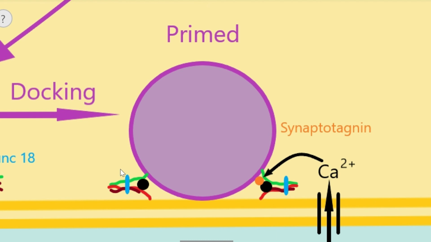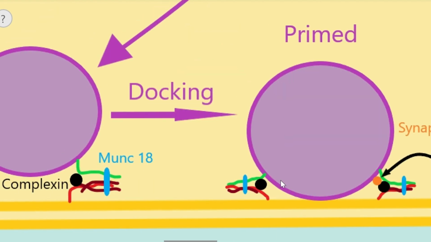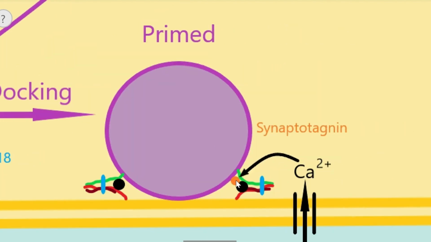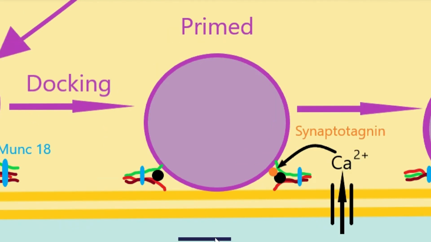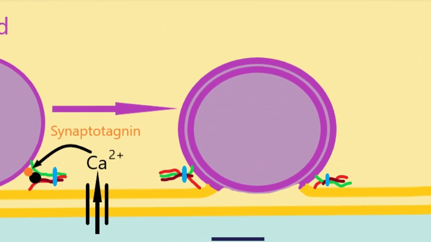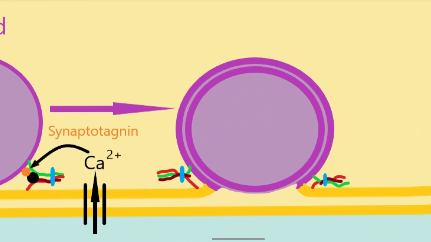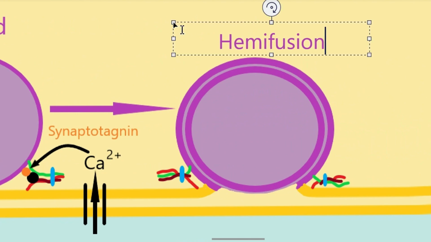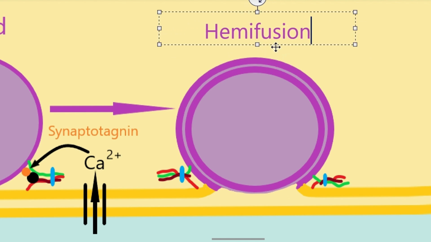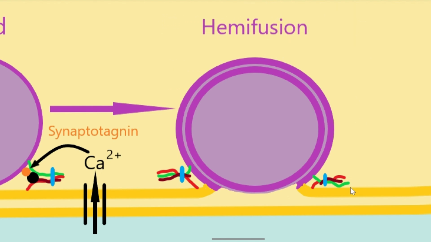It's preventing MUNC18 from fully zipping up our SNARE complexes here and fully fusing them together. So if we remove this complexin, what's going to happen is our MUNC can fully zip up the SNARE complexes, and the vesicle can fully fuse with the membrane. So what essentially happens is these SNARE complexes here get tighter and tighter as they're zipped closer and closer together, and you get this sort of weird looking state here as I've drawn it, which we call hemifusion, where essentially the outer leaflets of the cell's membrane and the vesicle's membrane fuse.